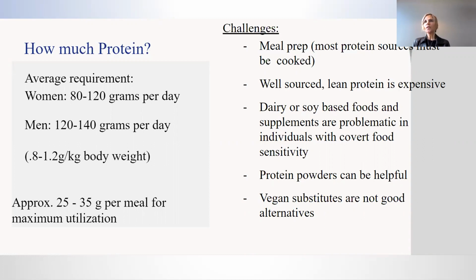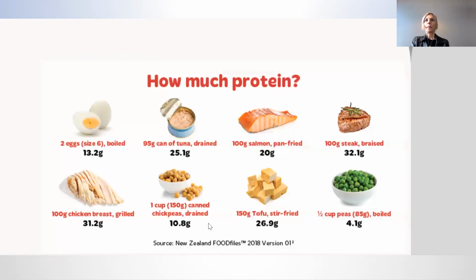Dairy or soy-based foods and supplements are problematic in some individuals because of sensitivities. Those are kind of easier to get in protein, so some people can't eat that. Protein powders can be really helpful. Definitely want to make sure you're doing a high quality because there are some really bad ones that are sitting on the shelves at like Walmart and Walgreens and things like that. So keep that in mind.